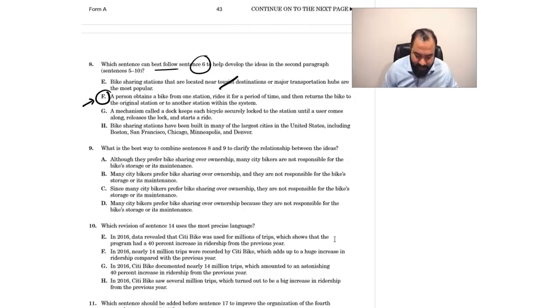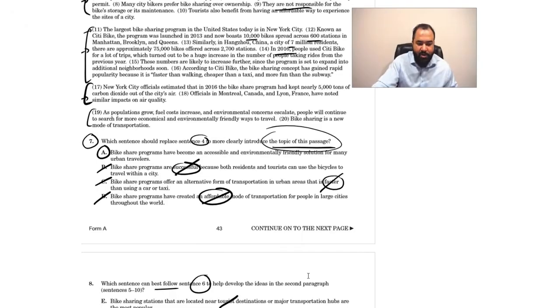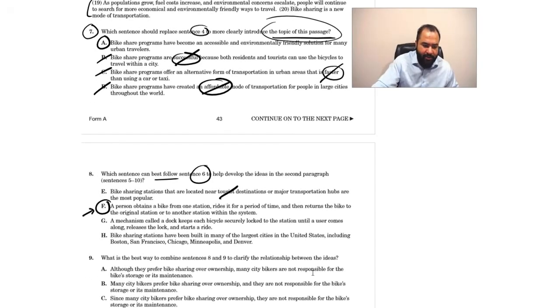Number 9 says, what is the best way to combine sentences 8 and 9 to clarify the relationship between the ideas? So it's a combining sentence, 8 and 9. Let's see what type of sentences 8 and 9 are. Sentence 8 says, many city bikers prefer bike sharing over ownership. And then it says they are not responsible for the bike's storage or maintenance. So many city bikers prefer bike sharing. But why? Because they are not responsible for the maintenance, right? They don't have to take care of the maintenance. So it's a cause and effect. The reason they like it is because they don't have to maintain it.